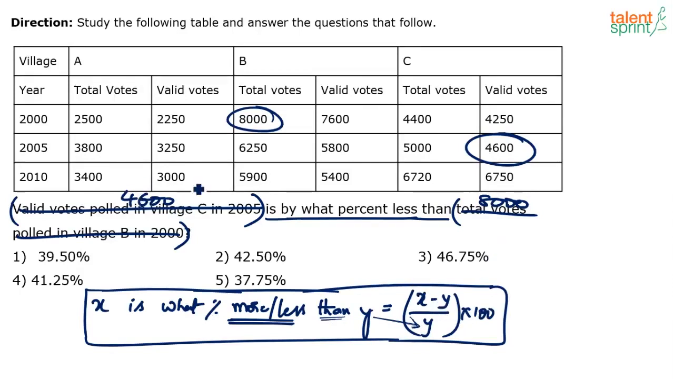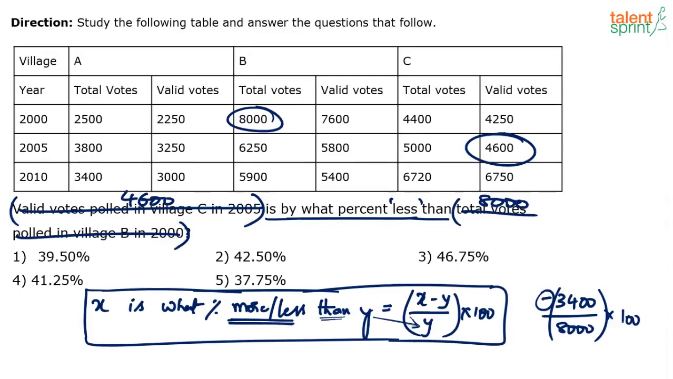Now X minus Y is 4,600 minus 8,000, which is minus 3,400. So don't panic that I'm getting a negative answer. The negative sign indicates that it is less. If you get a positive sign, that means it's more. Anyway, from the question itself, we know that it's going to be less. So don't worry about the negative sign. Sign doesn't matter. Magnitude is important. So 3,400 by 8,000, X minus Y by Y into 100.